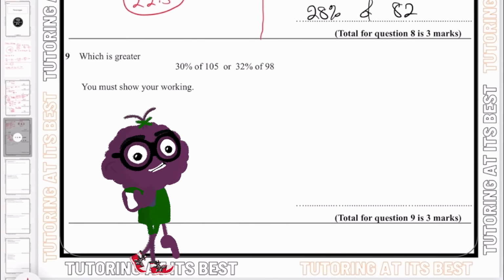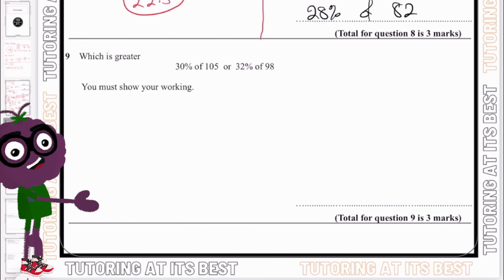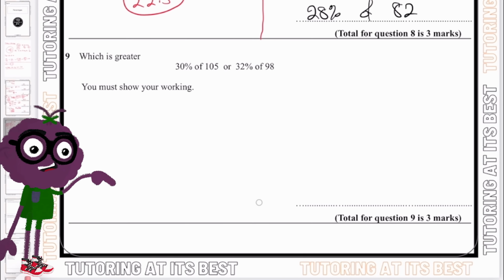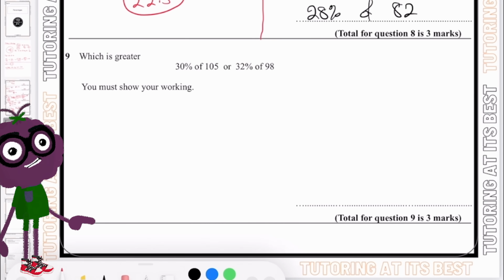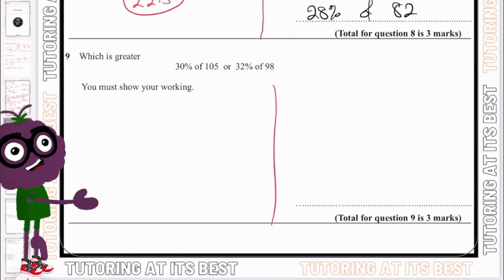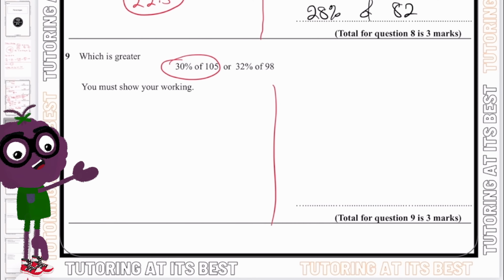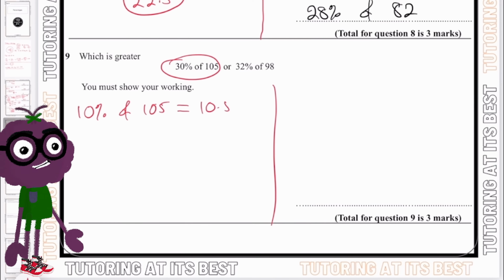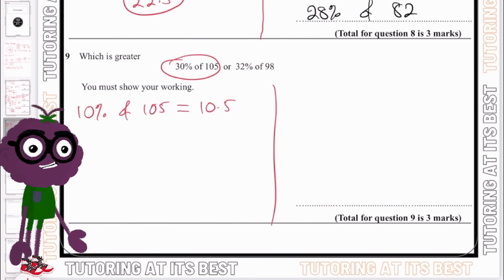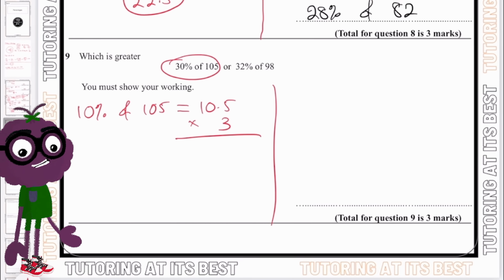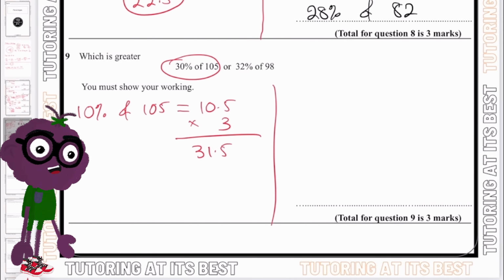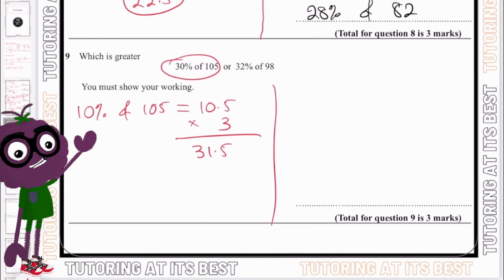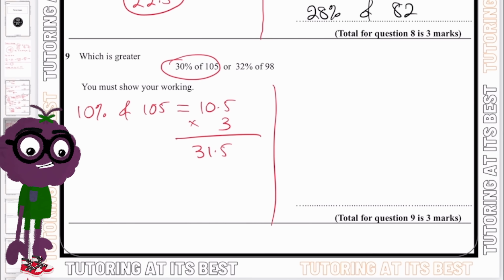In question 9, we can do the same thing here. And so with this question, what you can notice is we're now working with simple tens. So we've got 30% of 105. So we know if we look at 10% of 105, we just divide it by 10 and we'll get 10.5. We can then instantly times that by 3 and we'll get 31.5. And that's a quicker way to work out questions like this.